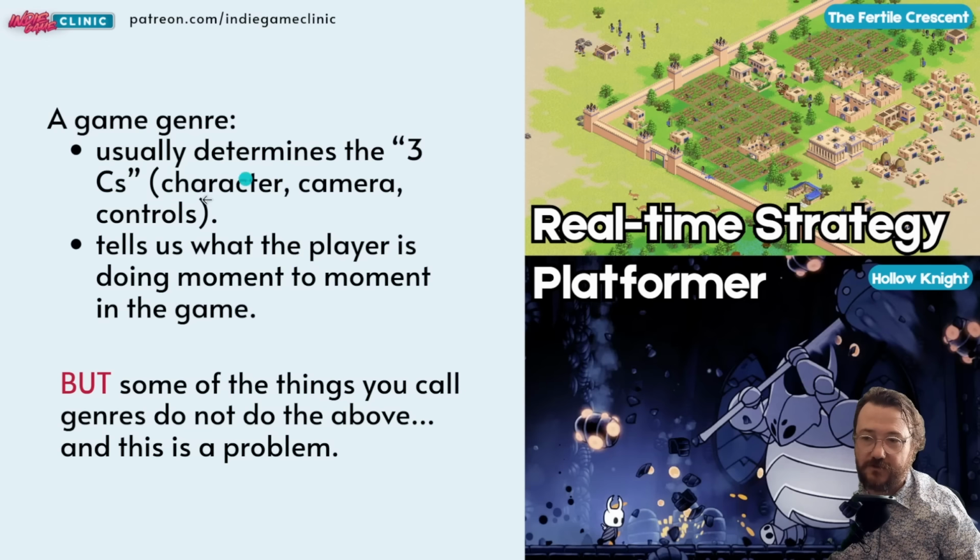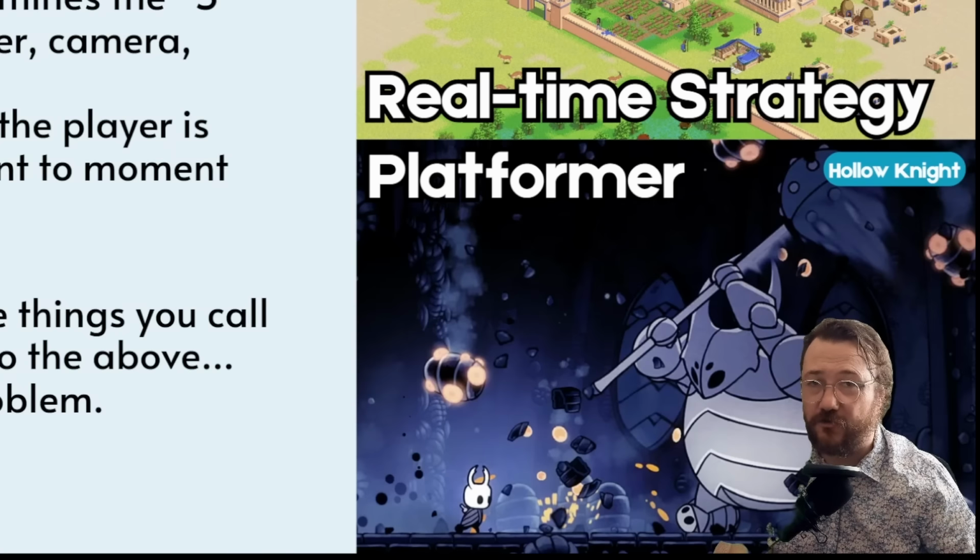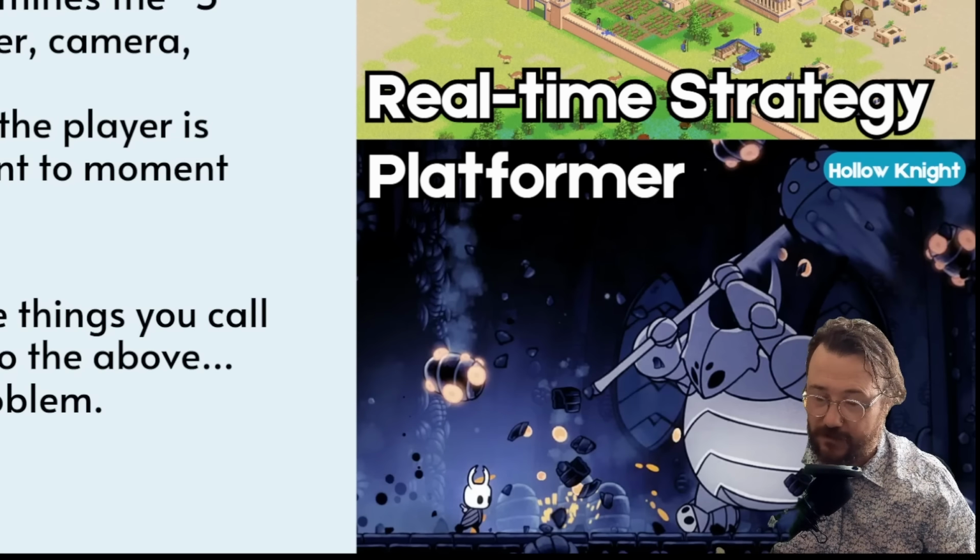So a game genre is usually going to tell us what the player is doing moment to moment in the game, and it's going to tell us about these 3 C's of character, camera, and controls. And 3 C's is an industry term for this particular type of design focus on the camera and how characters move and how the game controls. In bigger AAA game studios, you get game designers where this is their whole job and they don't touch level design or systems or economies or anything like that.